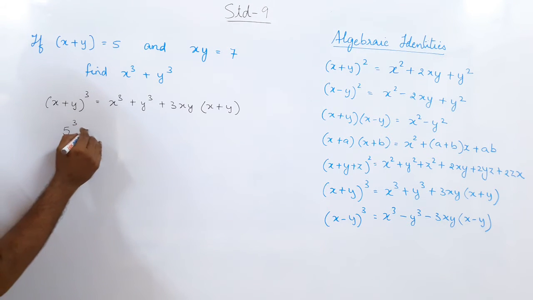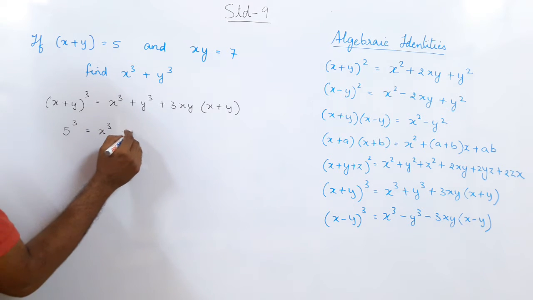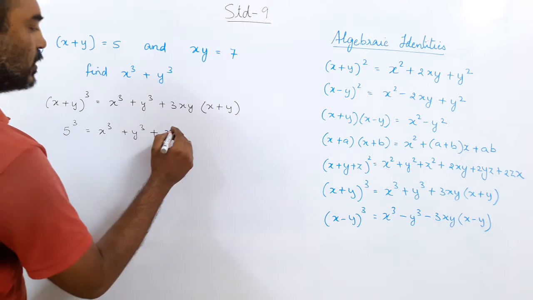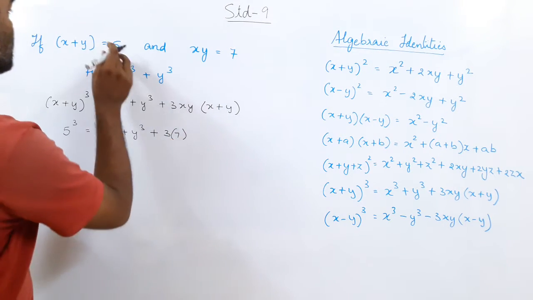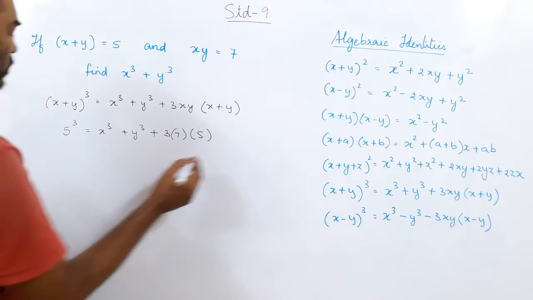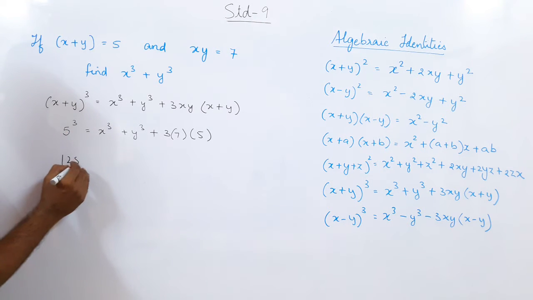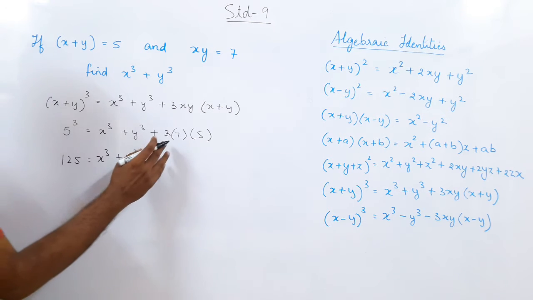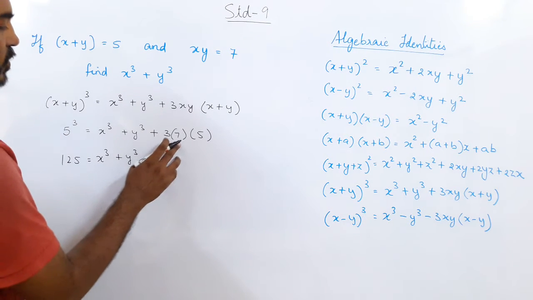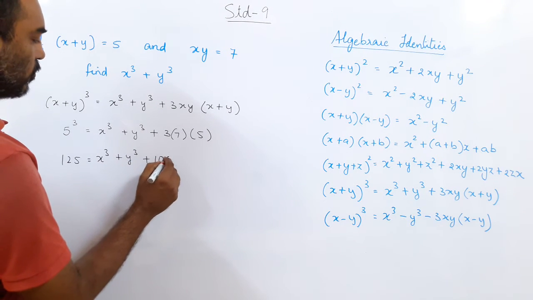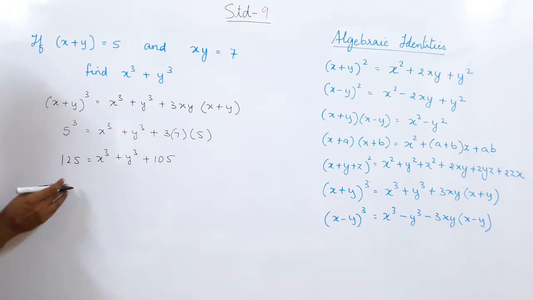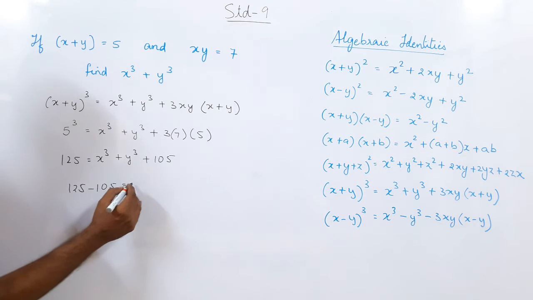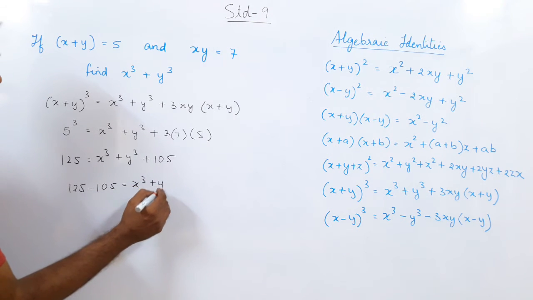So 5 cube equal to x cube + y cube + 3xy. What is the value of xy? 7. And what is x + y again? 5. So what is 5 cube? 125 equal to x cube + y cube. 5 3s are 15. 15 7s are 105. So if you take the 105 on this side, then 125 minus 105 gives x cube + y cube.